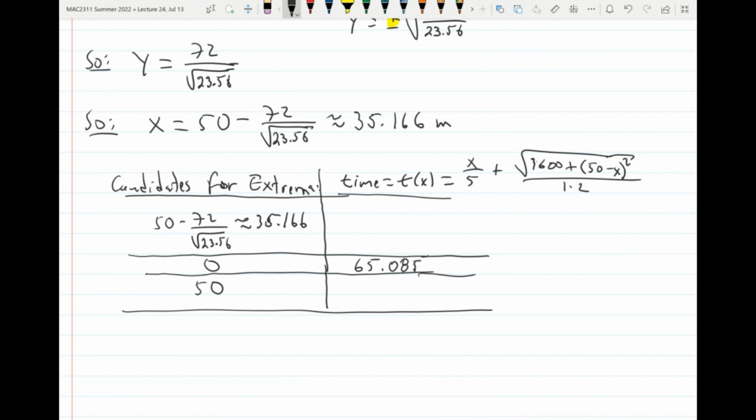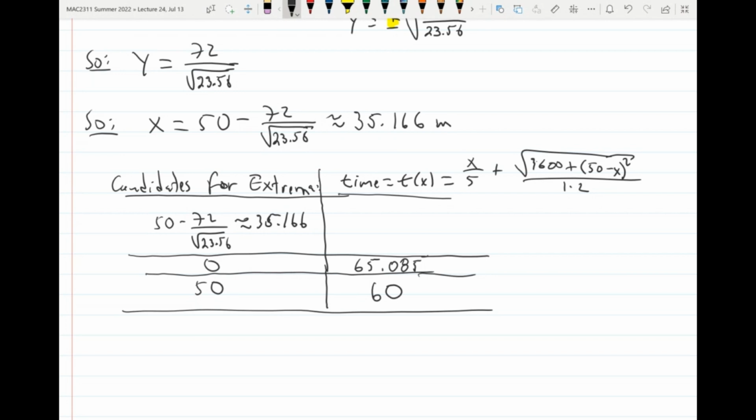Now, what if he decides to run as much as he can all the way to the end and then jump? You put in 50, then this term here is 0. So this is 60. So 50 over 5, that's 10. So we do 60 divided by 1.2 plus 10. Okay? So we get 60 here. So far this one is winning, okay? So far this is telling me that it's better to run all the way until the last point and then jump into the water. This is better than actually jumping from the beginning.